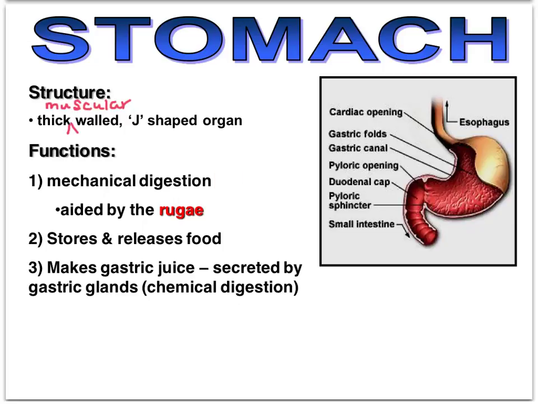It will churn and liquefy the food through muscle action. This is also aided by the structure we call rugae, which are just ridges or folds within that stomach lining. The stomach also will store and release the food through the pyloric sphincter, which we'll talk about later, and it also makes its own gastric juices, which are just all of the substances that are released from the gastric cells in order to aid in the chemical digestion of that bolus that has now entered into the stomach.